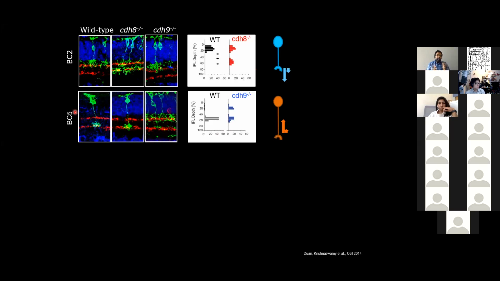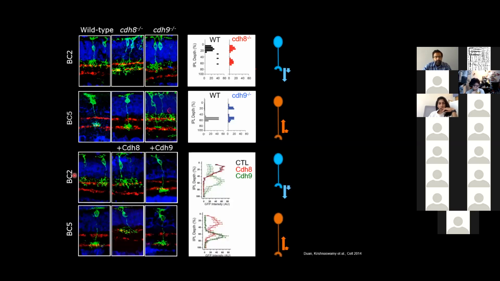Given that requirement, we immediately wondered whether the cadherins are telling them where to go. To test this idea, we got a hold of these Cre lines and swapped their cadherins. What we learned was that it doesn't matter what bipolar cell type you are. What matters is what cadherin you express. We could take a bipolar 2, give it Cad9, push it down and make it look like a type 5 cell. Or we could take a bipolar 5, give it Cad8, and push it up and make it look like a type 2 cell.